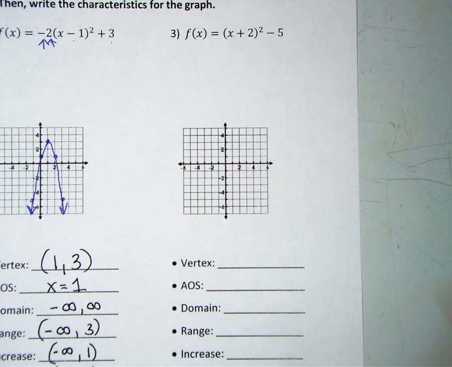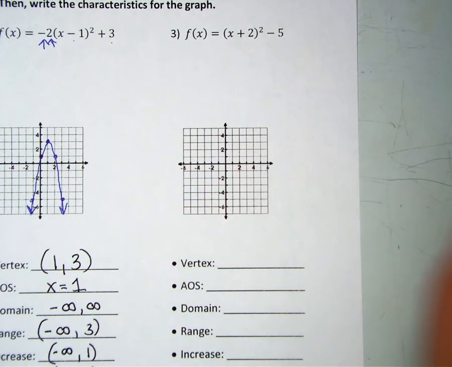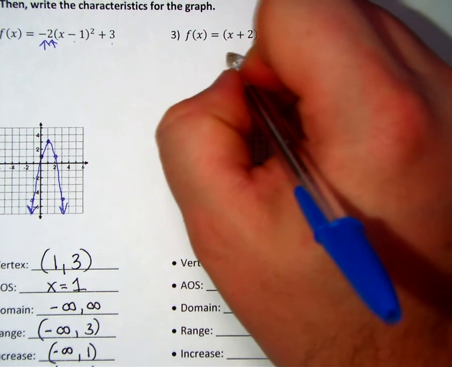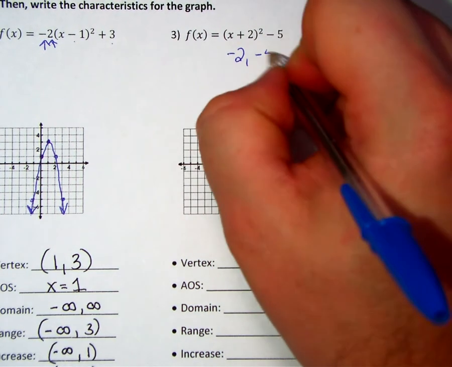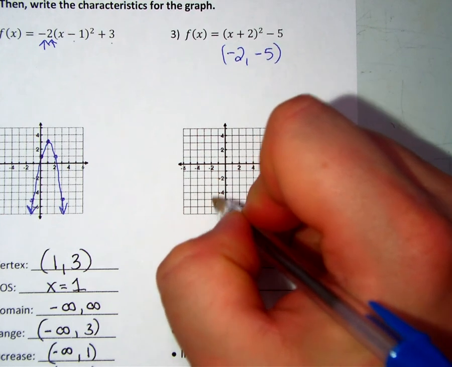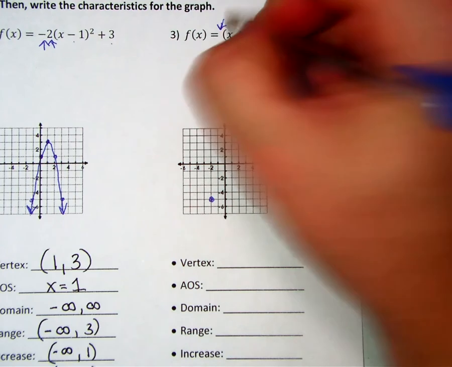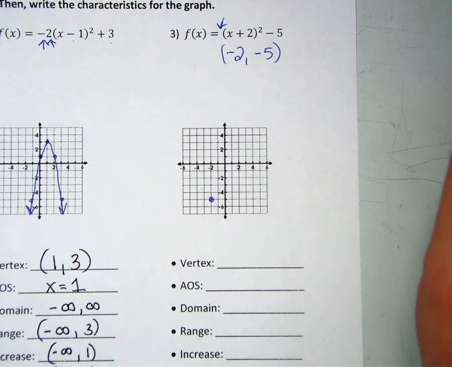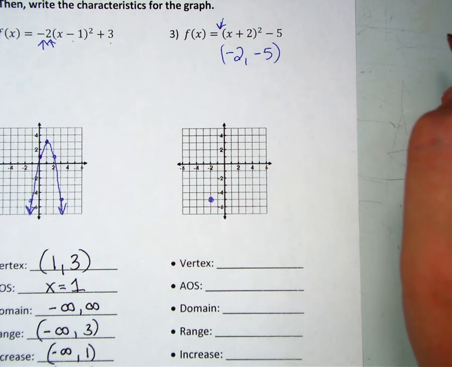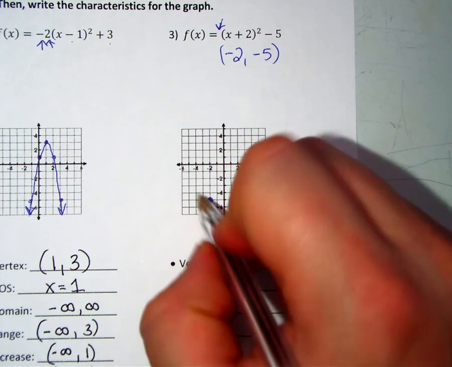Number 3, f of x is equal to x plus 2 squared minus 5. So again, we're in our vertex form of the equation. So we want the opposite of the inside. Keep the same as the outside. So negative 2, negative 1, 2, 3, 4, 5. Now this time, notice there is no value in front of the binomial squared, which means the a value is known to be a positive 1. That's nice because we can use our scale rule without needing to do any scale factor adjustments.